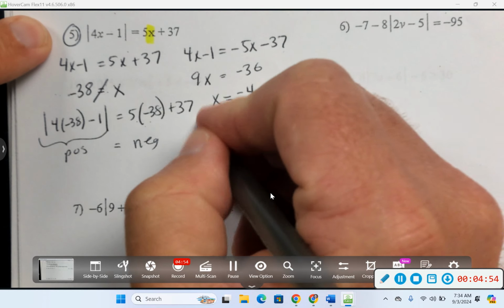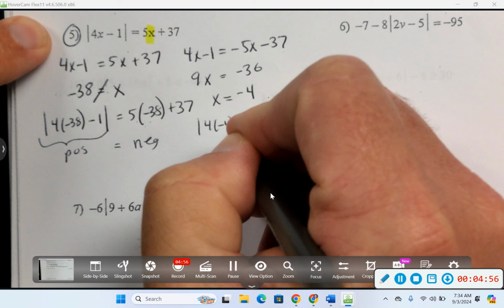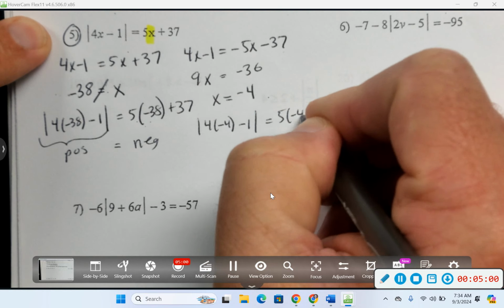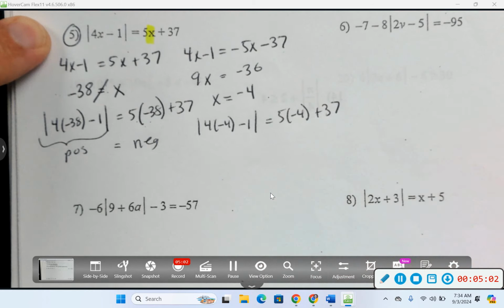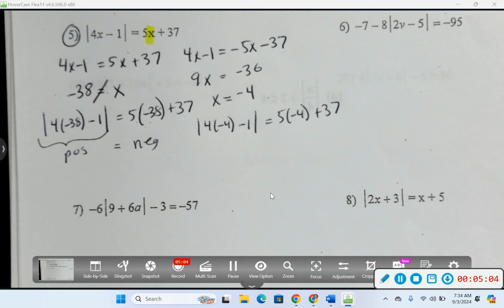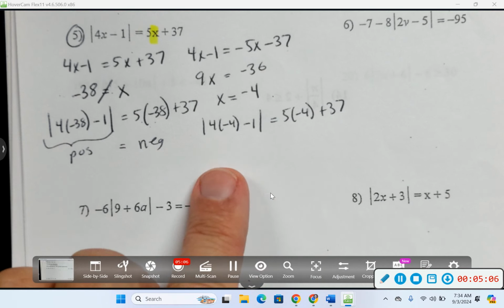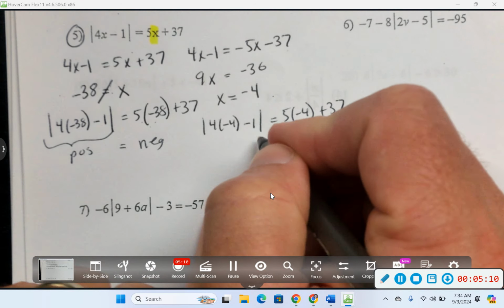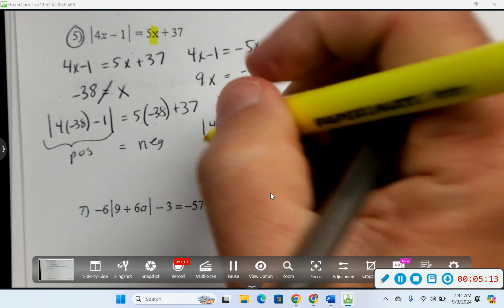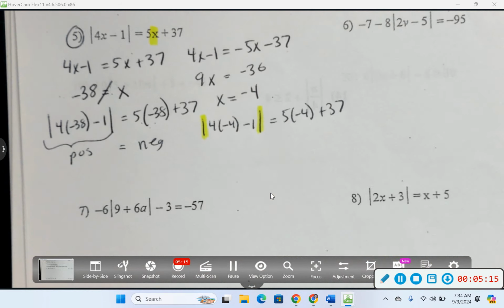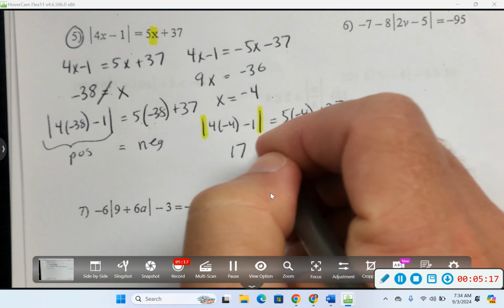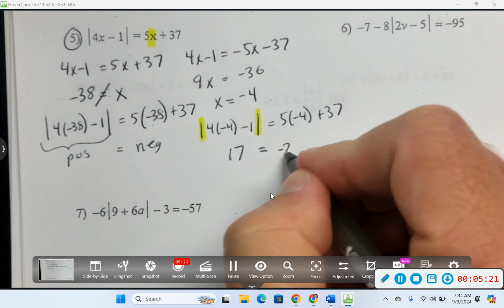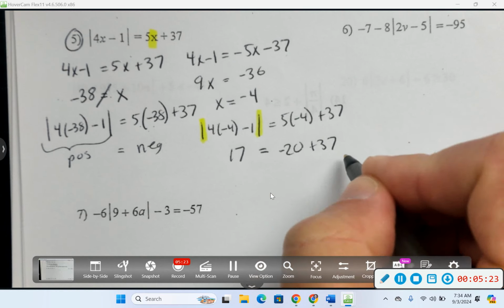Negative 4. 4 times negative 4 minus 1. 5 times negative 4 plus 37. This one baits people into thinking it doesn't work. 4 times negative 4 is negative 16, minus 1 is negative 17. But what's the absolute value of negative 17? 17. People just ignore the absolute values somehow. And then negative 20 plus 37, yep, that's 17.